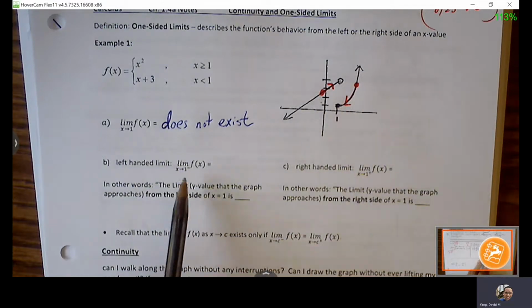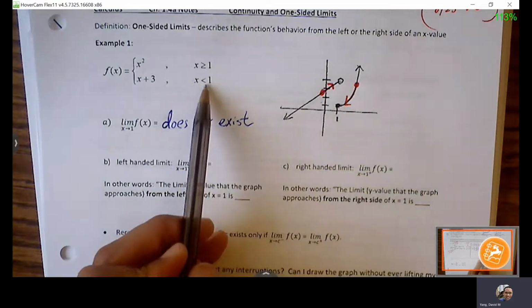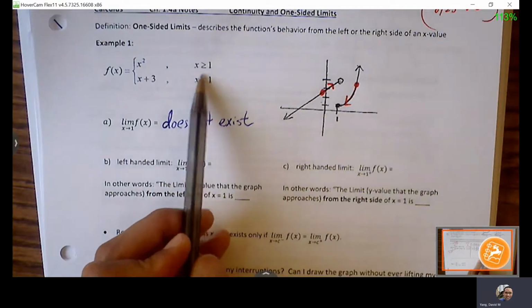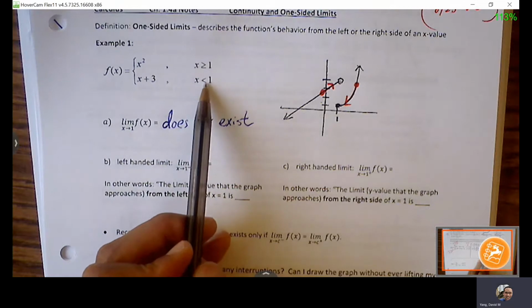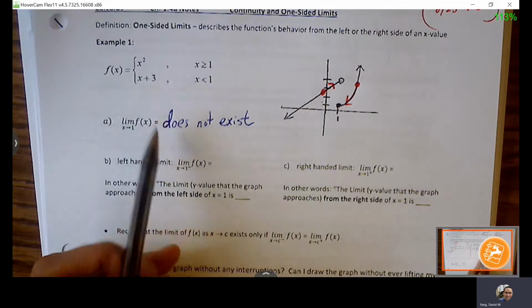But from an algebraic perspective, 1 minus means that we're starting on the left side of 1 and moving towards 1. So if I'm starting on the left side of 1, that means I'm starting at a value less than 1. And less than 1 is talking about this second piecewise function. So I would plug 1 into the second expression to find the limit.